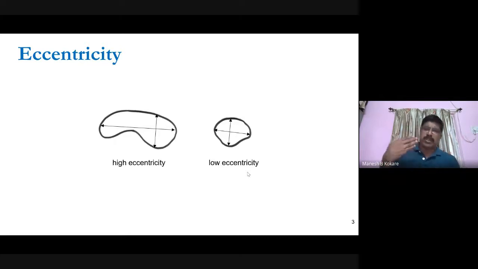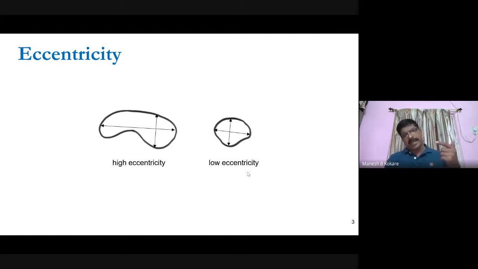Now, can we reconstruct the shape from these features? Suppose, for example, eccentricity. You'll get some numerical or scalar value from that. Can you reconstruct that shape from the eccentricity? Absolutely not. Reconstruction is not possible. The only thing is that you'll get some value which can be used as a feature, and so on.